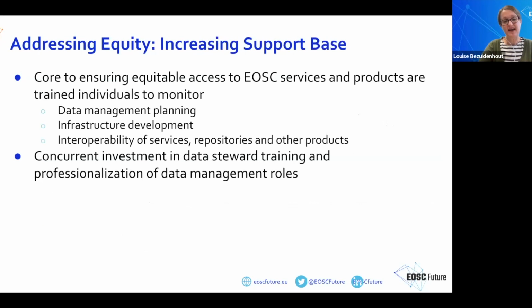So really core to providing and ensuring equitable access to EOSC services and products are trained individuals that will help us monitor data management planning and monitor infrastructure development and monitor the interoperability of services, repositories, and other products. And concurrent to upskilling individuals in these areas, there's also quite a significant investment in data steward training and the professionalization of data management roles. So it is recognized that key to the success, not only of EOSC, but also of research within the EU, is the need for a huge amount of data stewards being integrated into the research landscape. And EOSC, together with the EU, is providing quite a lot of training for data stewardship. And there's quite a lot of discussion about how best to integrate these into research institutions.